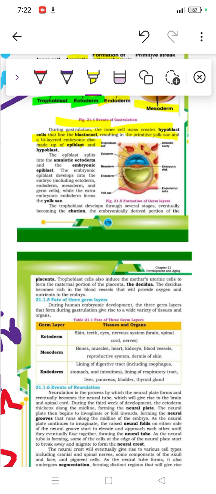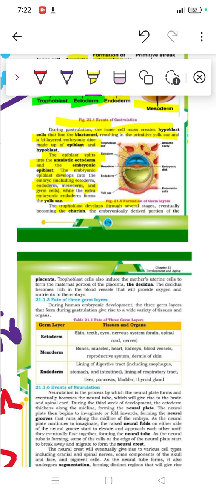Then comes our epiblast, which is split into the amniotic ectoderm and the embryonic epiblast, as mentioned. Then the embryonic epiblast develops into the embryo, including ecto, endo, and meso, and the germ cells. We just consider all these layers as the germ layers. While the extraembryonic part forms the yolk sac, which is simply the egg's middle part.